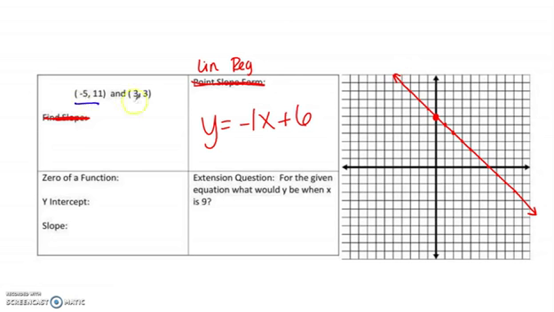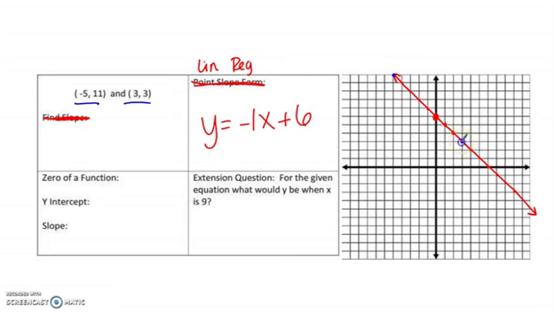I have 2 points here. If I put 2 points on a graph, can I draw a straight line? Yeah. So if you wanted to, that's negative 5, 11. So negative 1, 2, 3, 4, 5, then up 1, 2, 3, 4, 5, 6, 7, 8, 9, 10, 11. That's right there on that line. And then 3, 3. Over 3, up 3. That's also on the line.